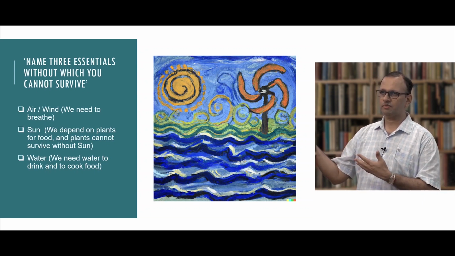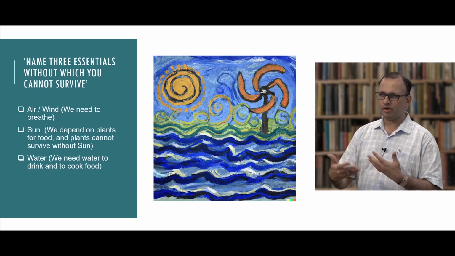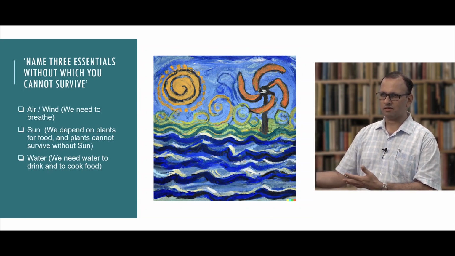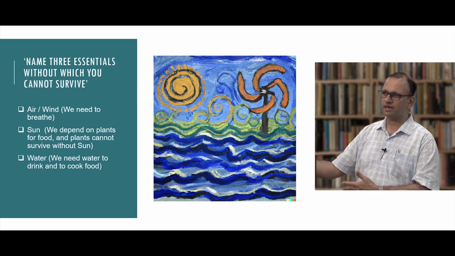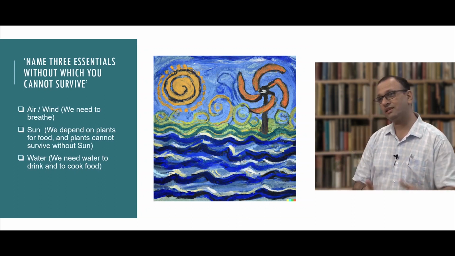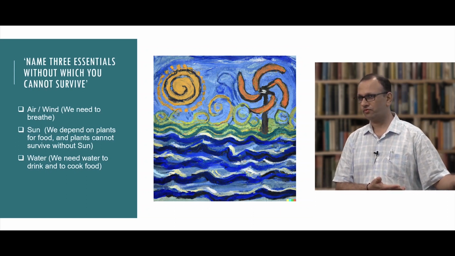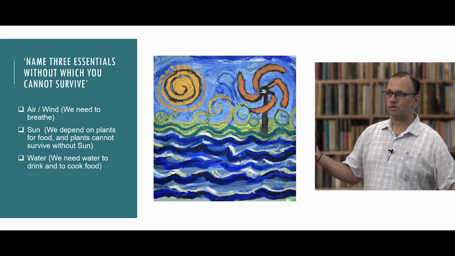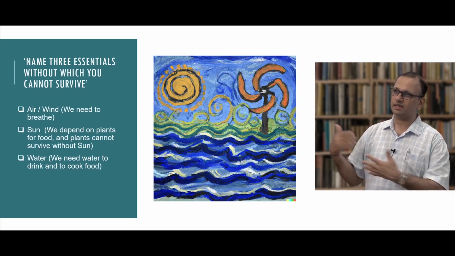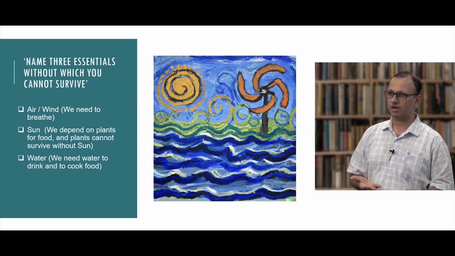Second one is sun, because we might be eating animals or plants, right? But ultimately, all animals depend on plants for the energy needs, and all plants depend on sun for the energy purposes, right? So the ultimate source of energy is sun. So without sun, we cannot survive.